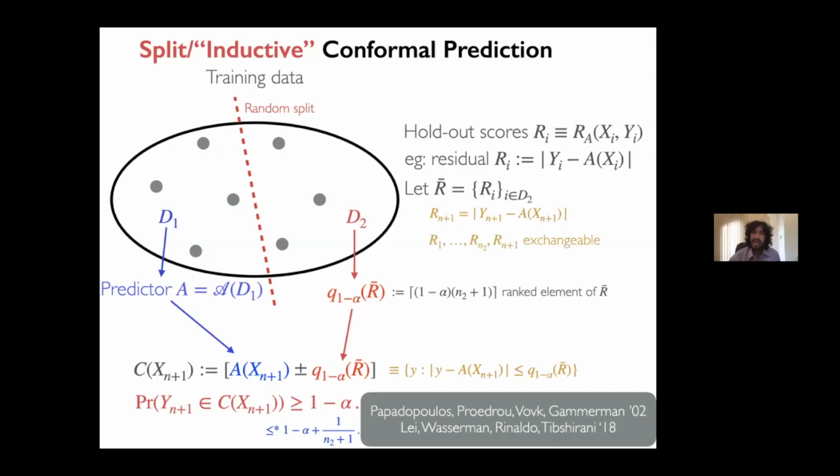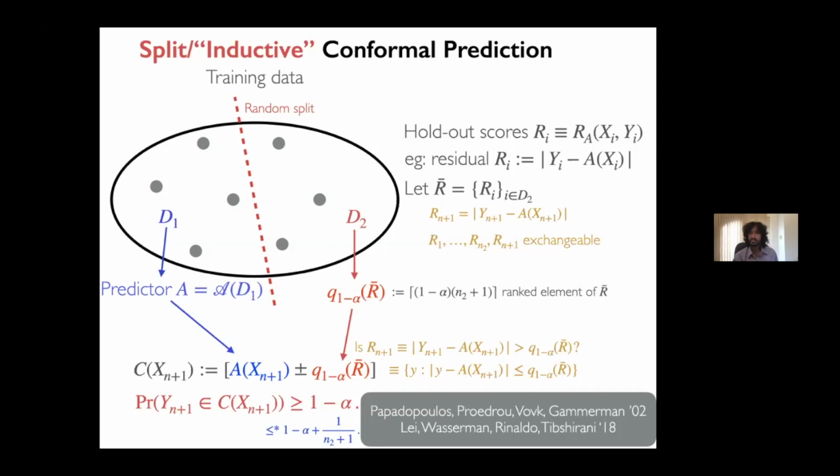And the thing to note now is that R1 to Rn2, these held out residuals, and Rn+1, are exchangeable, because A was trained on the first half of the data, and all of these things in the second half and n+1, well, we had assumed IID, but even if you had assumed they were exchangeable, that's fine. They're all exchangeable residuals. And so the question of does Yn+1 lie in C of Xn+1 basically reduces to this question.